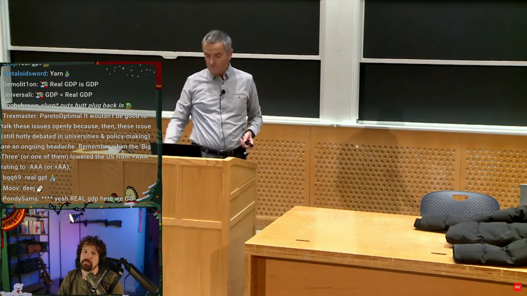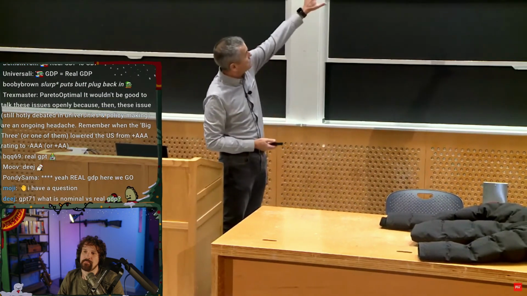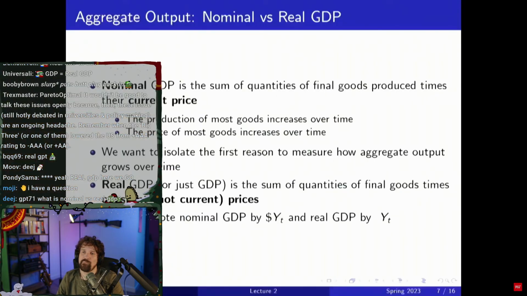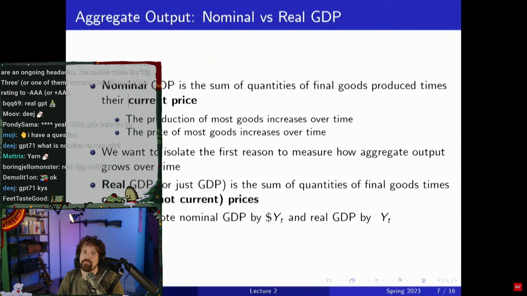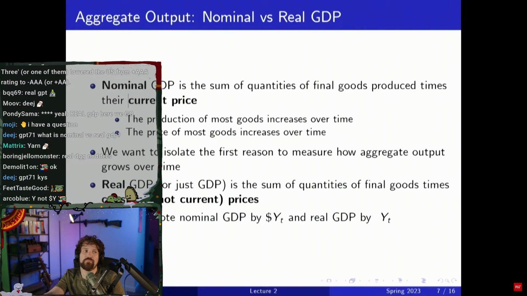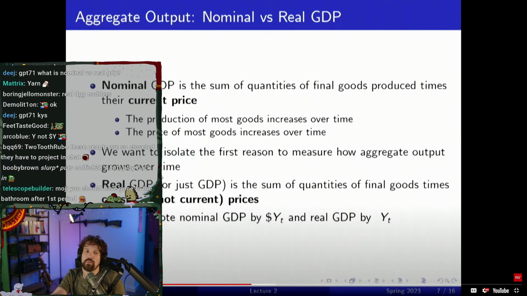I'm going to give you a very concrete example. But before doing that, for this course, we're going to call nominal GDP, and all nominal variables, going to have a dollar sign in front. That's what the textbook does. So that's how we measure nominal GDP. GDP is going to be Y, without the dollar. That's real GDP.